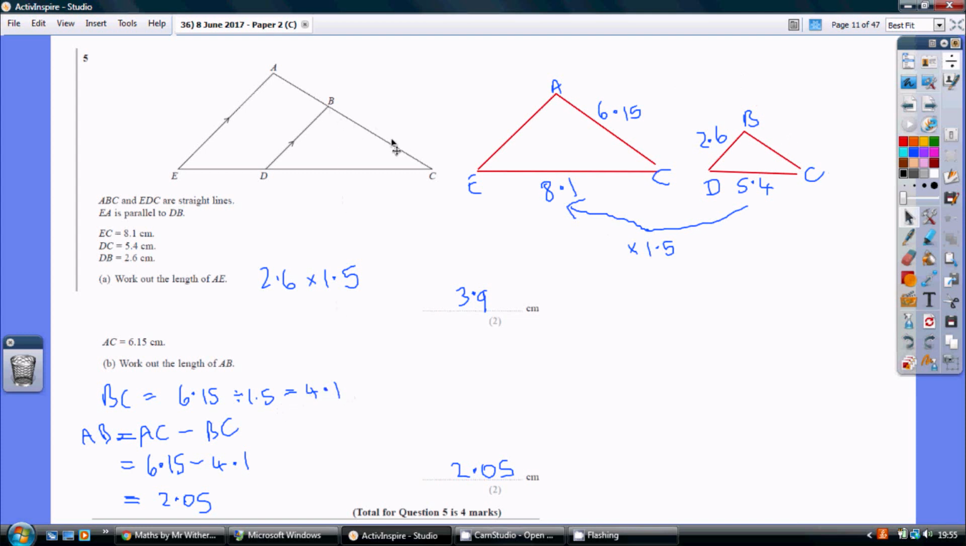So from B to C is 4.1. A to C is 6.15, so A to B must be the difference. So that's 6.15, take away the 4.1, which is 2.05 centimetres.